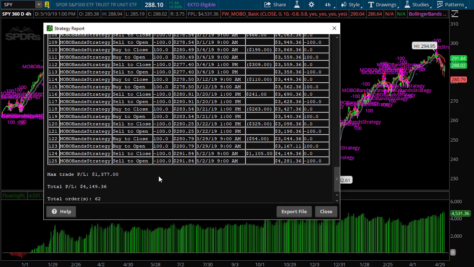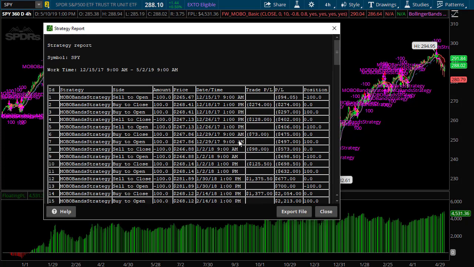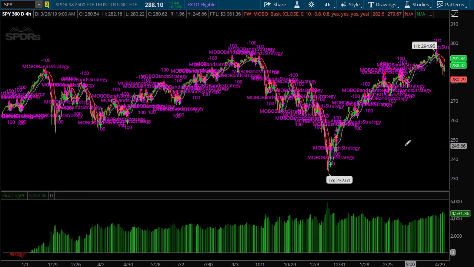If you want to download this, feel free to. Maybe you don't have TOS and you can't get the strategy in there, but you can download this and see all the different trading times. And again, this is based on 100 shares. So that's the strategy. Now let's talk about how we can trade this with directional options.